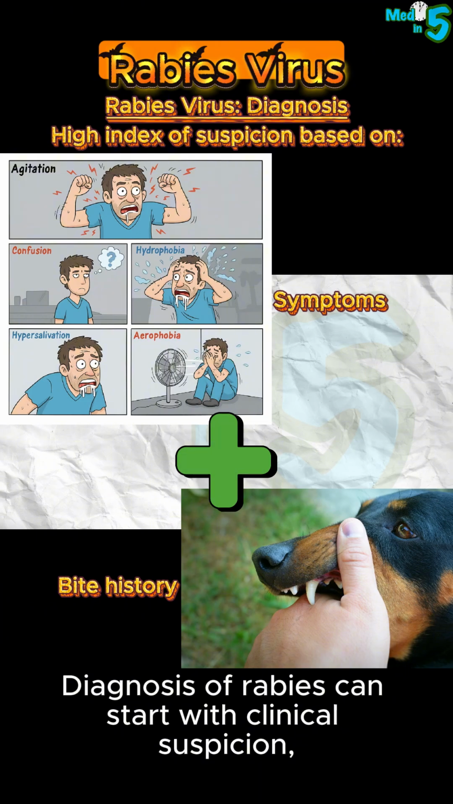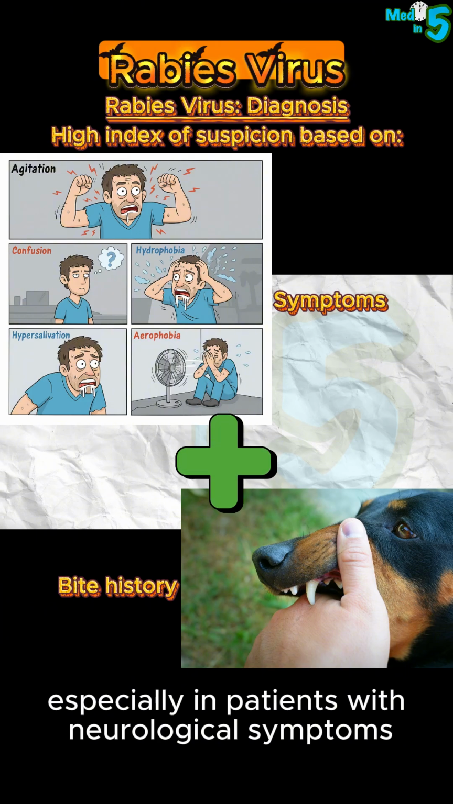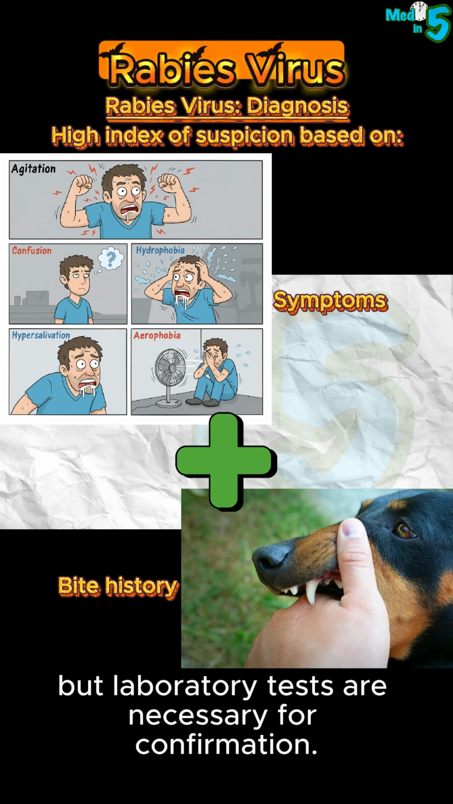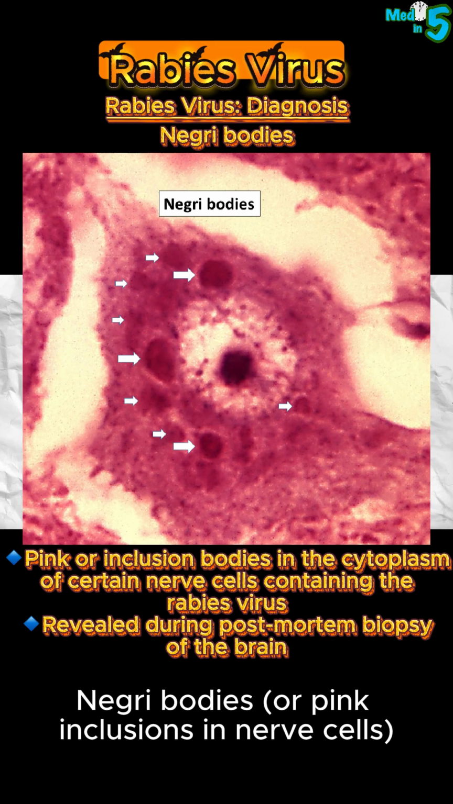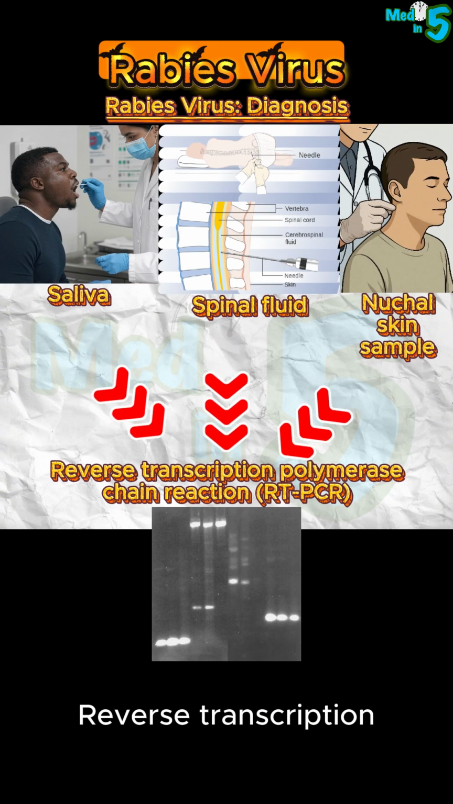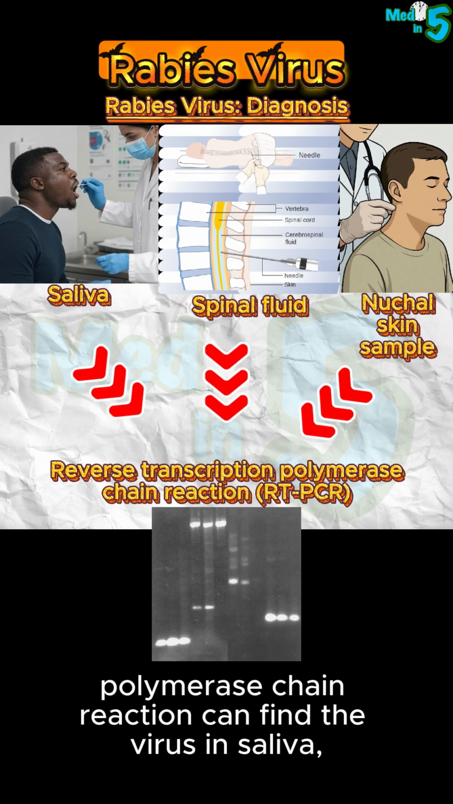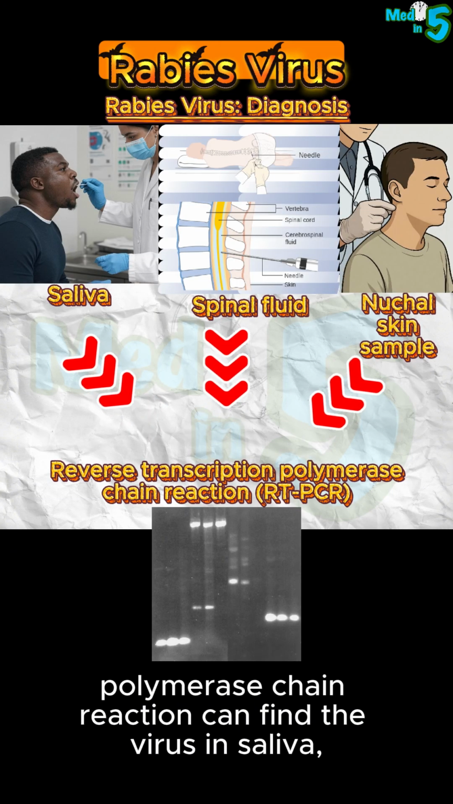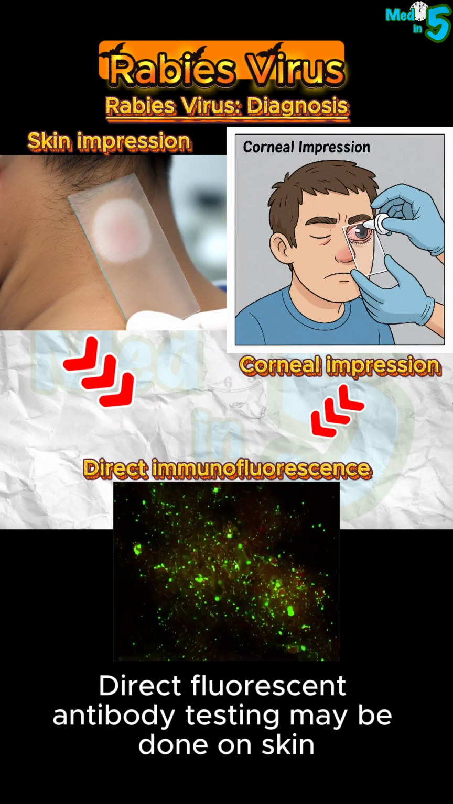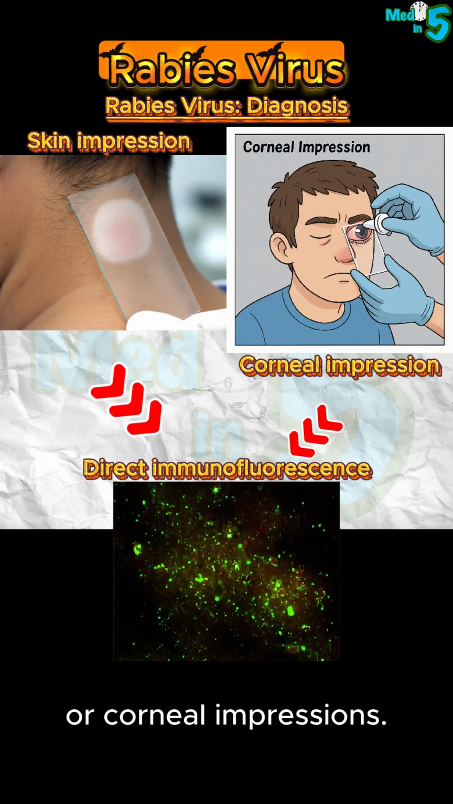Diagnosis of rabies can start with clinical suspicion, especially in patients with neurological symptoms and a bite history, but laboratory tests are necessary for confirmation. Negri bodies, or pink inclusions in nerve cells, may be found on biopsy or after death. Reverse transcription polymerase chain reaction can find the virus in saliva, spinal fluid, or skin samples. Direct fluorescent antibody testing may be done on skin or corneal impressions.